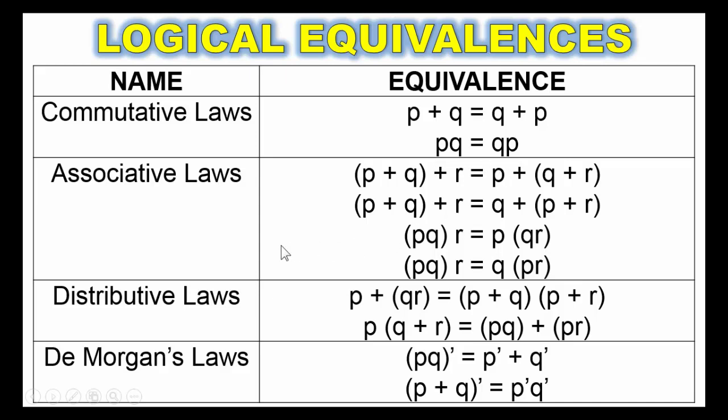The associative laws state that the grouping of terms and literals by parentheses, for example, quantity P or Q, or R is equal to P or quantity Q or R. Another, quantity P or Q, or R is equal to Q or quantity P or R. Another is quantity P and Q, and R is equal to P and quantity Q and R. Another is that quantity P and Q, and R is equal to or equivalent to Q and quantity P and R.